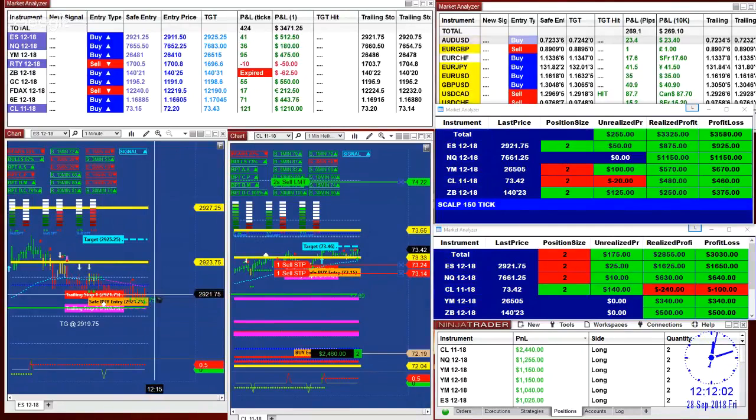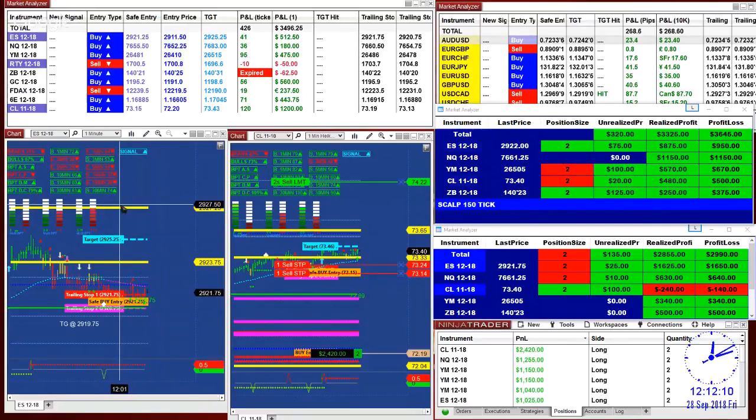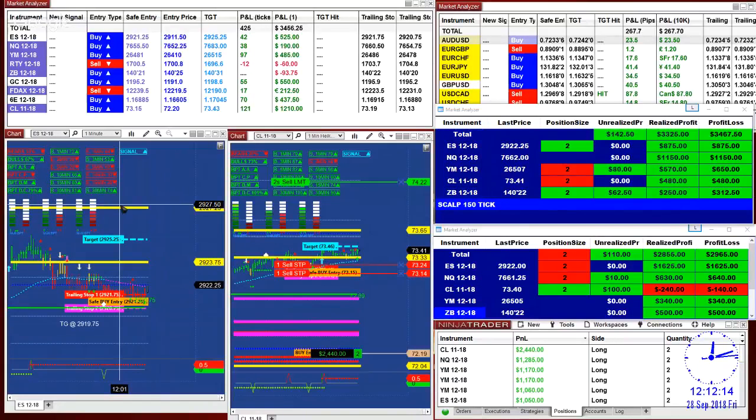And we're not gonna get a new signal on the ES. It looks like it's gonna stay, now it's 12 o'clock. I don't know what will happen at one. But this is it. That's all we have for today.